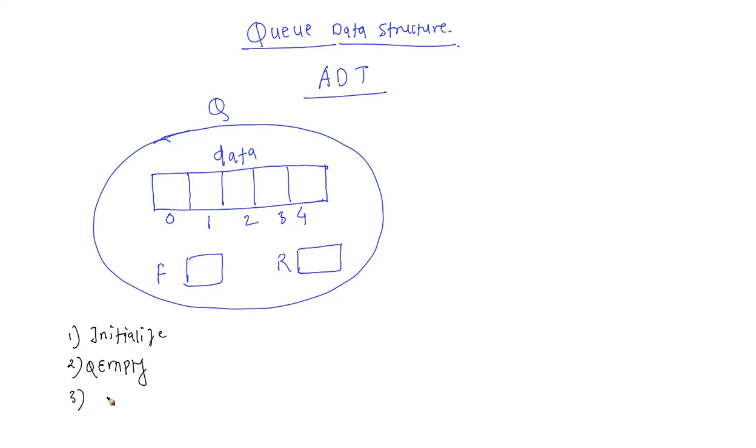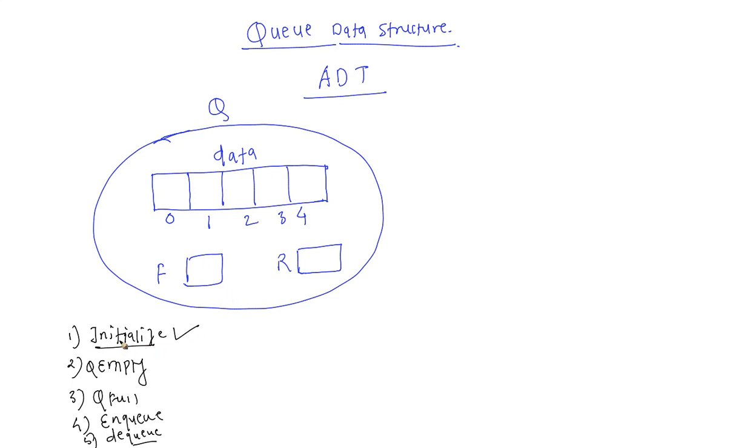And the third operation is queue full. The fourth operation is enqueue, where we will insert elements inside this queue. And the fifth operation is dequeue. By using this dequeue operation, we will be removing elements from the queue. Let's perform these operations one by one.